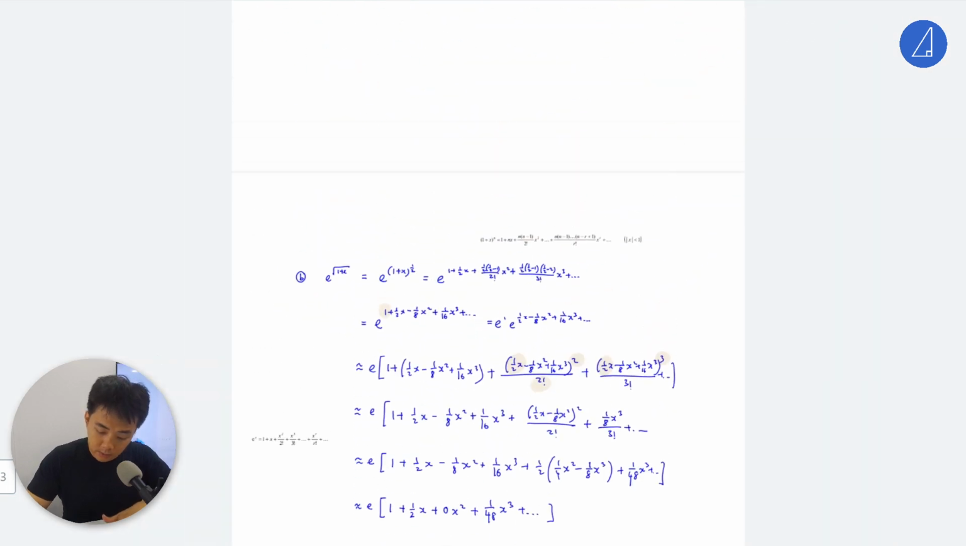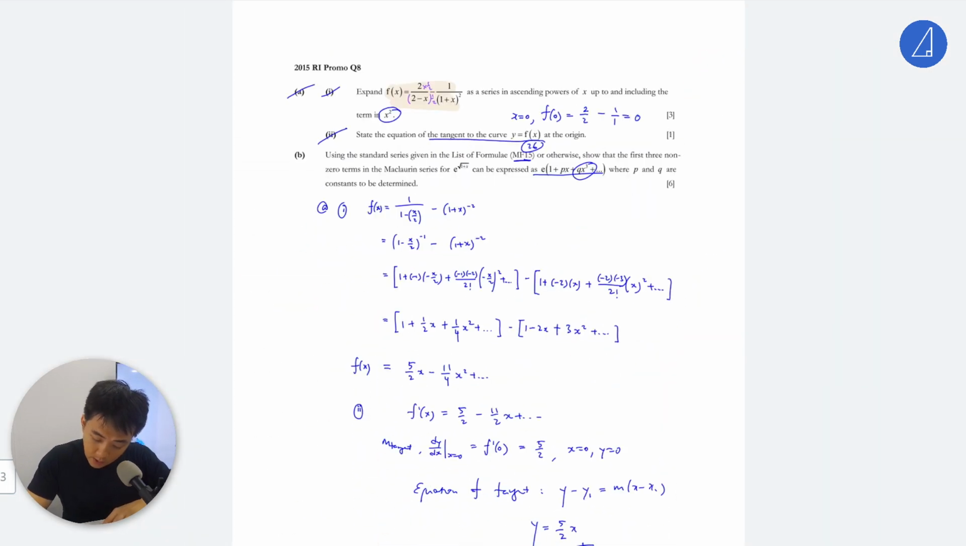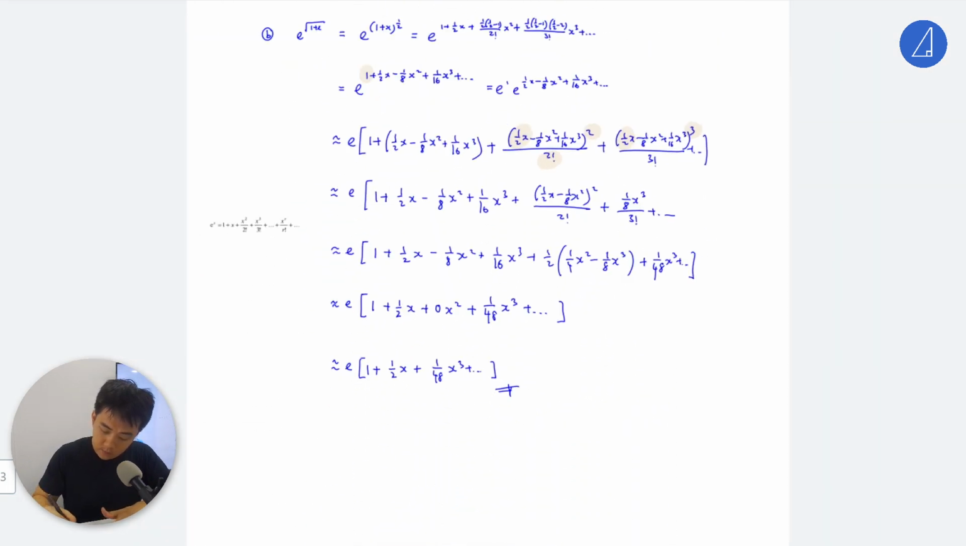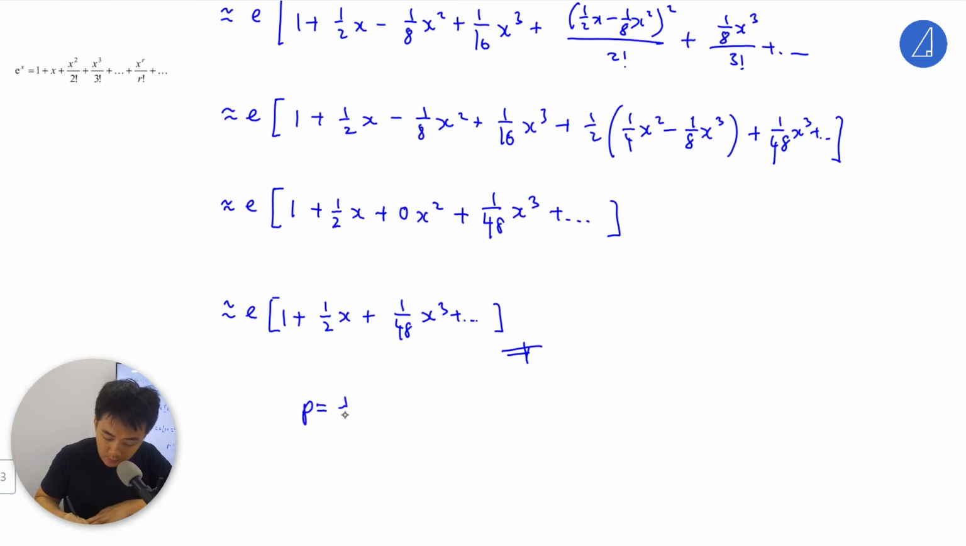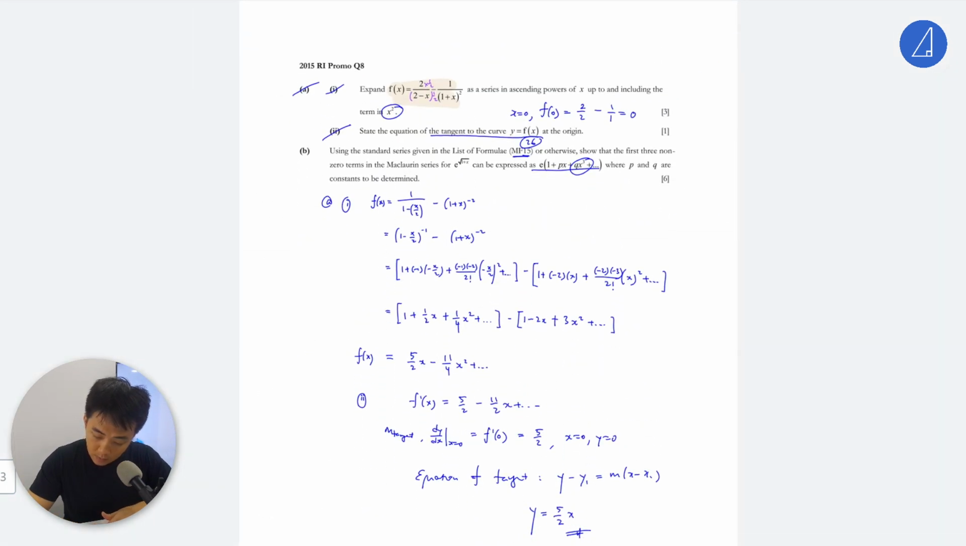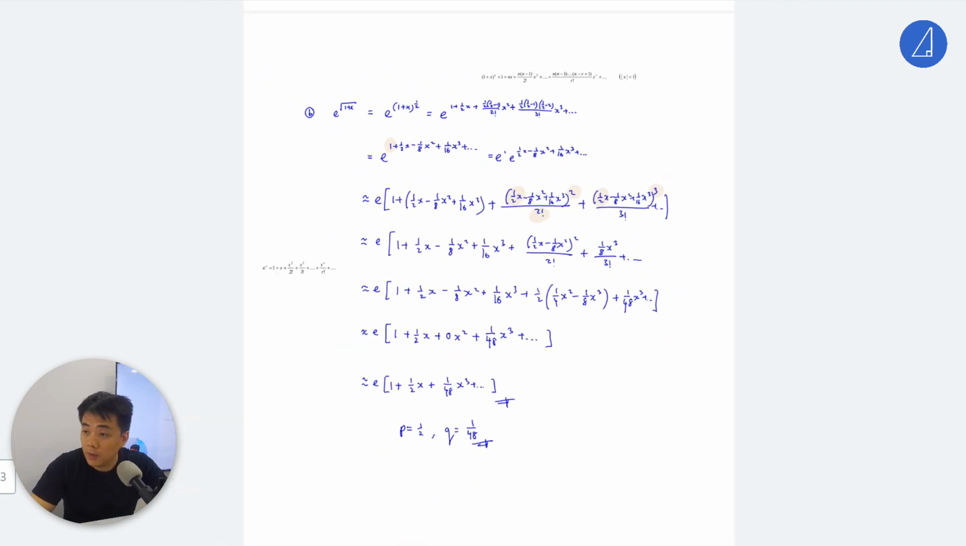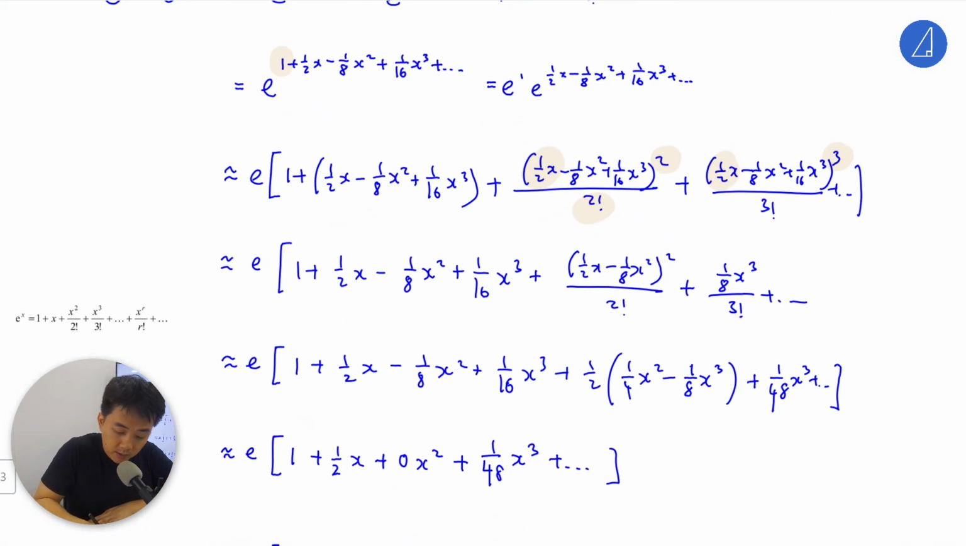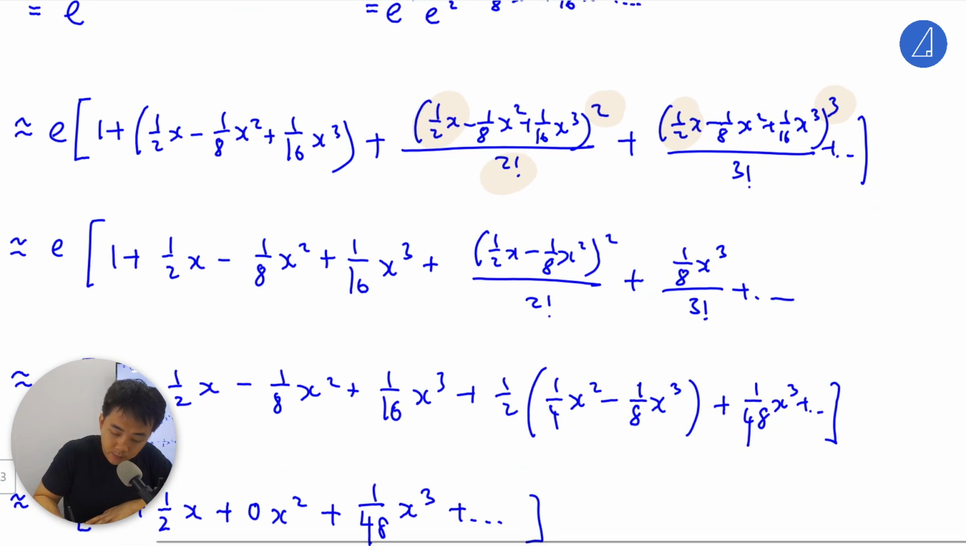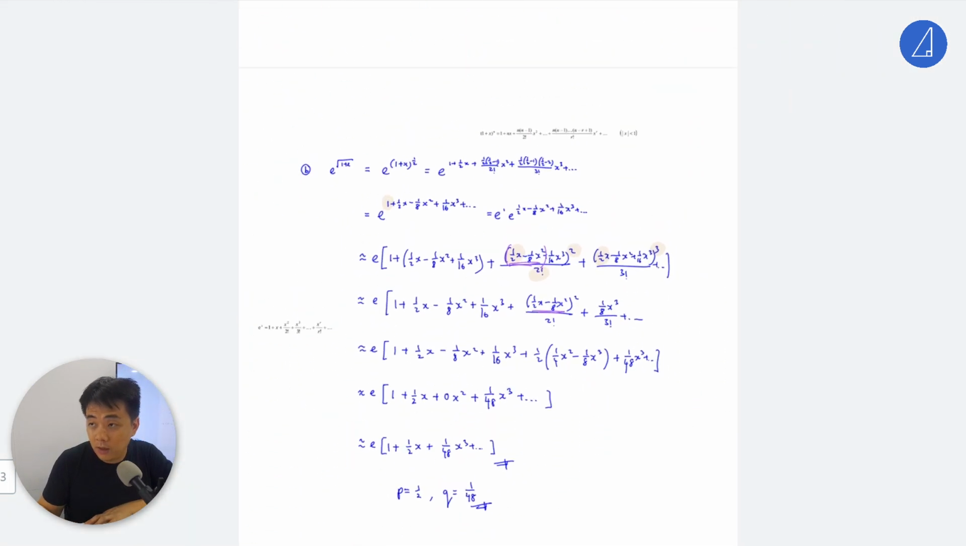So what we need is to find the value of p and q. p is equal to half, q equals 1 over 48. Okay, that's how you do this part here. I think generally what you need to understand is we could just ignore this by just squaring this. Okay, the square, just bring it in. The higher degree I just ignore. So that's how we do this question here.